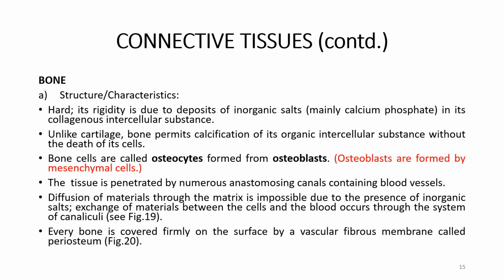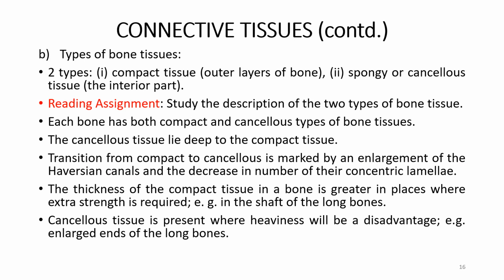Every bone is covered firmly on the surface by a vascular fibrous membrane called periosteum. You see that in figure 20. Types of bones: there are two types of bone tissue. Compact tissue is found in the outer layer of the bones. Spongy or cancellous tissue is found in the interior part. Here you have an assignment, very important.